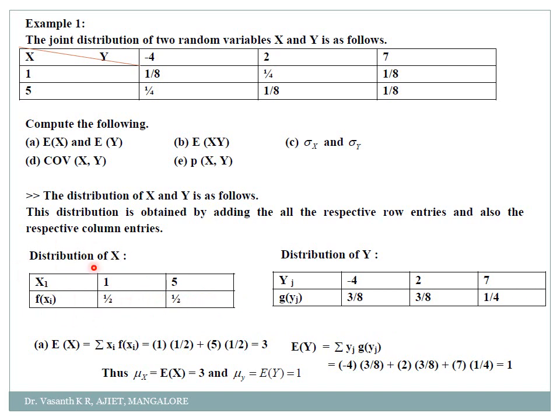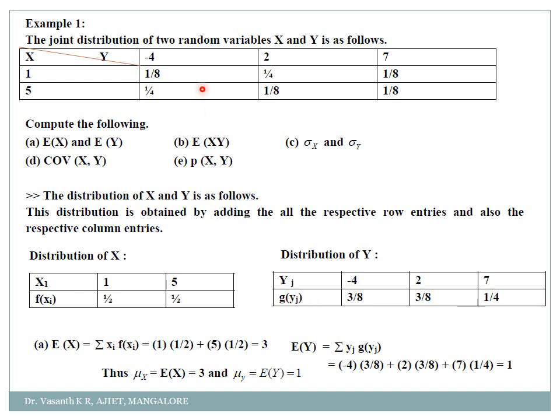So if you had checked in your previous module, I used to give this table, you remember, and we used to ask you to find expectation of x, expectation of other things, correct? Same way here they had given me a joint probability table. So I am separately finding the distribution of x table and the distribution of y table. So distribution of y will take the values which one? -4, 2 and 7. So write that -4, 2 and 7. Then g of yj is nothing but probability of yj.